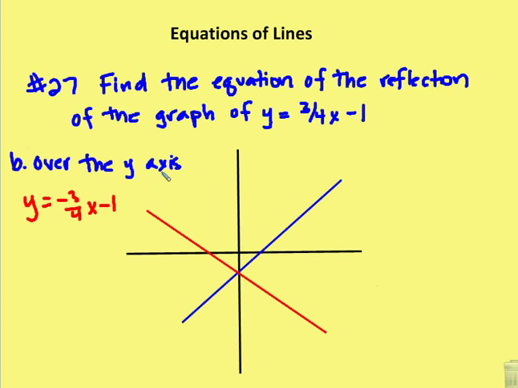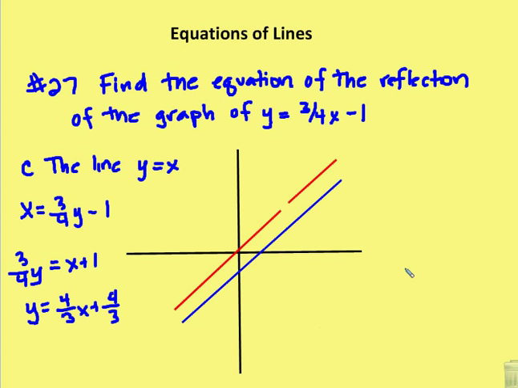In my next problem, I'm reflecting over the y-axis. Now my slope changes as well. It becomes negative. But my y-intercept stays the same. So I'm left with y is equal to negative 3/4 x minus 1.